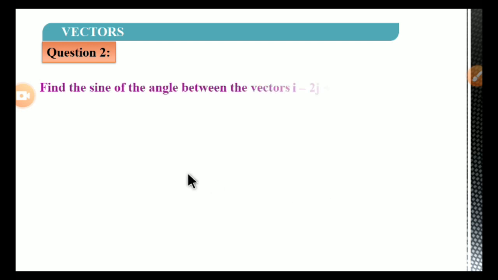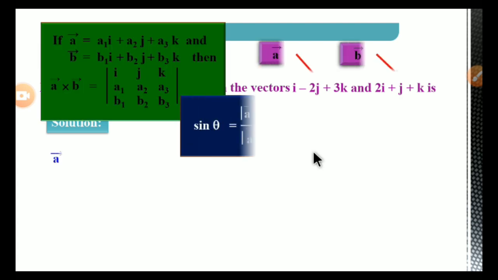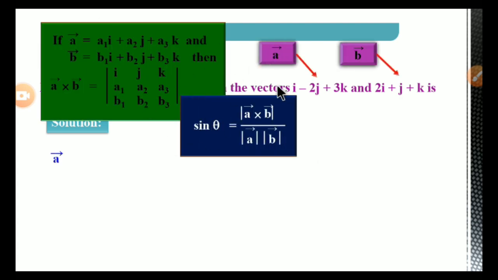One more question. Find the sine of the angle between the vectors i minus 2j plus 3k and 2i plus j plus k. Here is the solution. Again consider this remark. This is vector A and this is vector B. Here they didn't give the names for these two vectors, so I have taken vector A, this is the first vector, vector B is the second vector. Consider this formula to find out the angle between them.